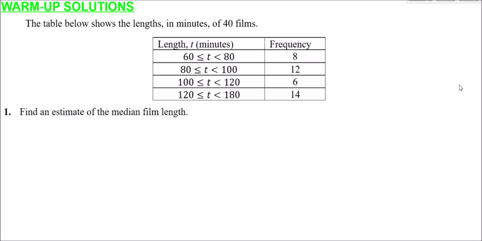So question 1, we've got this table showing the lengths in minutes of 40 films. We need to estimate the median film length. This is one of these interpolation questions. So what we need to do here is to think about where the median would lie. So there's 40 films. The median, we just divide the 40 by 2. It's continuous data, so we don't need to do the adding 1 business. We just do 40 divided by 2, which is obviously 20. And that tells us that the median will be the 20th value.